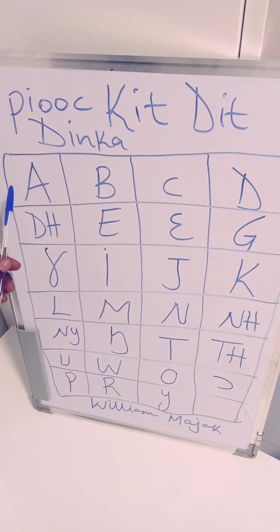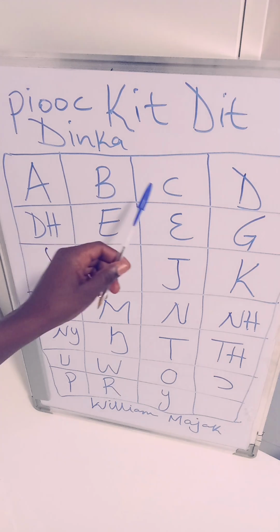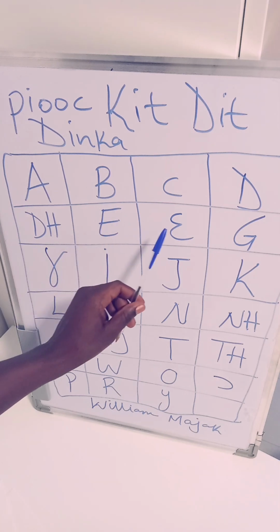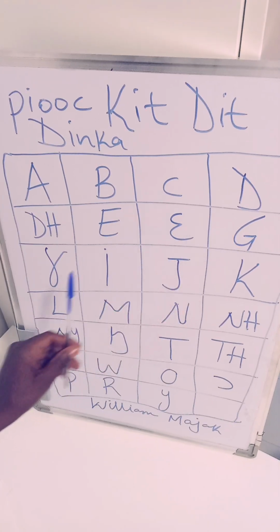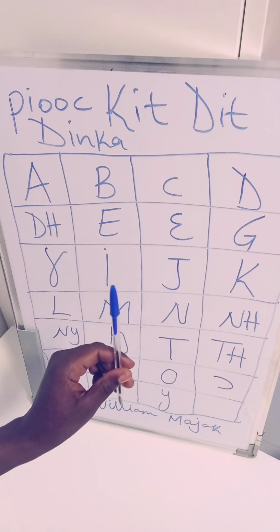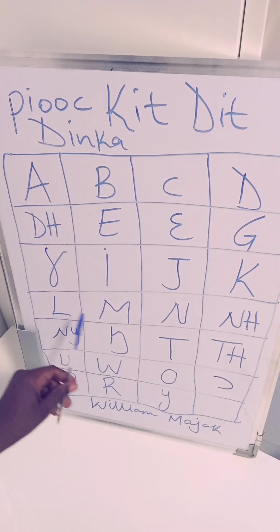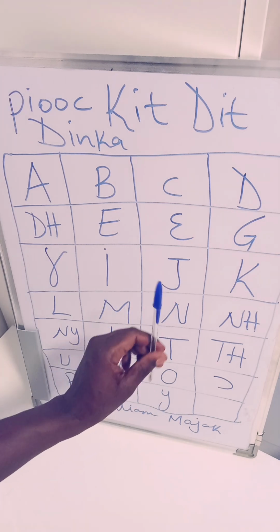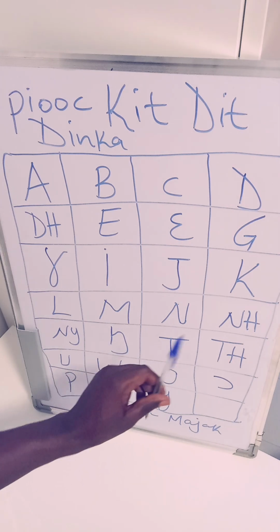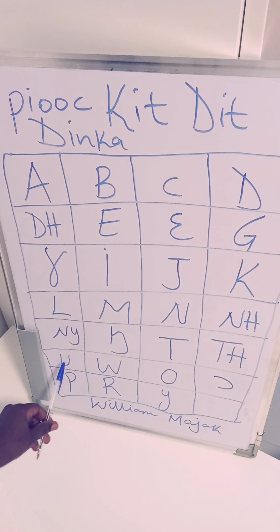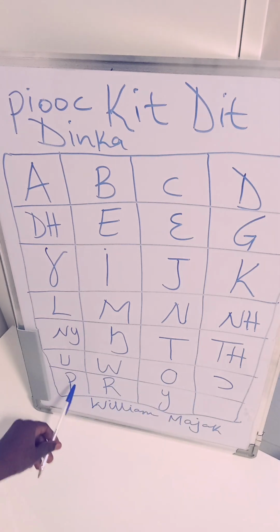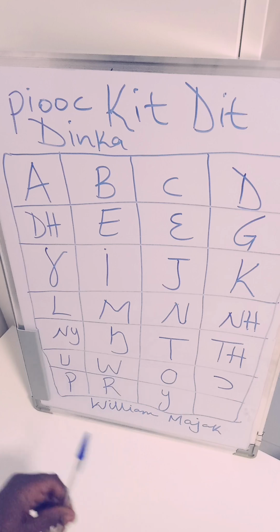Kit Dit Dinka. A, Ba, Sha, Da, Do, E, Go, Ga, O, I, Ja, Ka, La, Ma, Na, No, Nya, Nga, Ta, Tho, U, Wa, O, Pa, Ra, Ya.